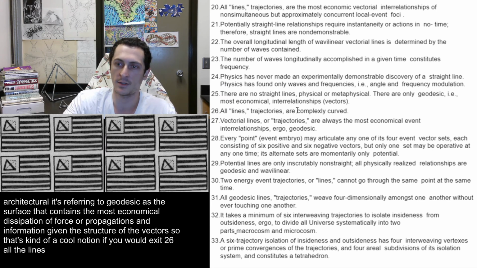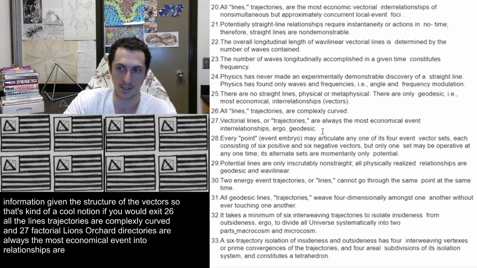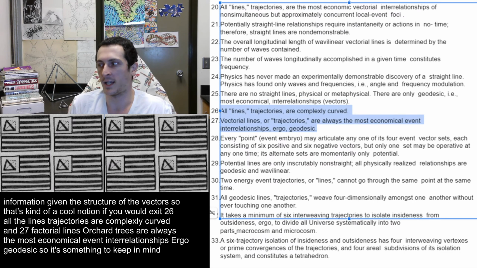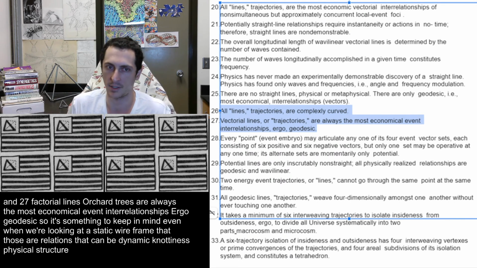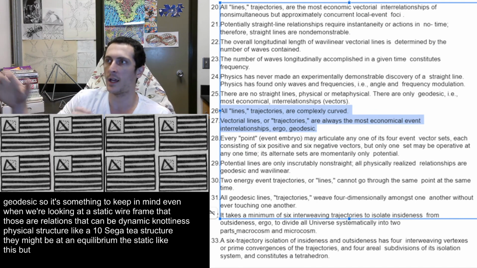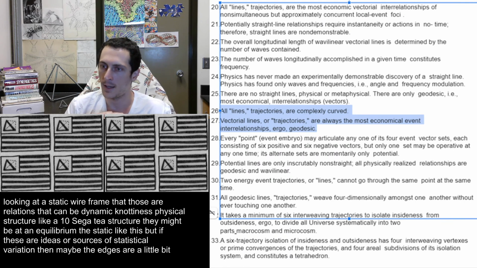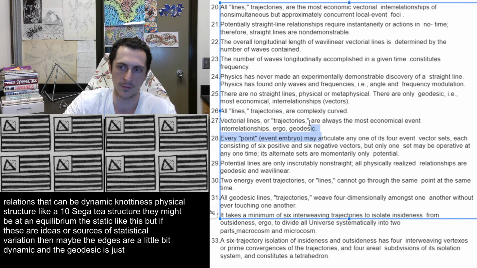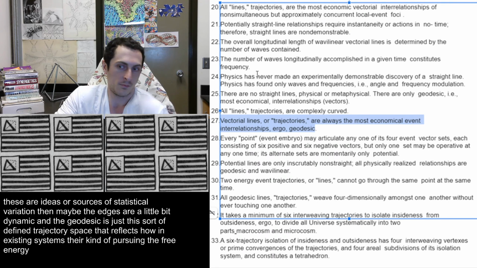26. All lines, trajectories are complexly curved. And 27. Vectorial lines or trajectories are always the most economical event interrelationships, ergo geodesic. So it's something to keep in mind even when we're looking at a static wireframe, that those are relations that can be dynamic. Now, in a physical structure like a tensegrity structure, they might be at an equilibrium that's static, like this. But if these are ideas or sources of statistical variation, then maybe the edges are a little bit dynamic. And the geodesic is just this sort of defined trajectory space that reflects how in existing systems they're kind of pursuing the free energy minimization. Or maybe it's related to a different concept.